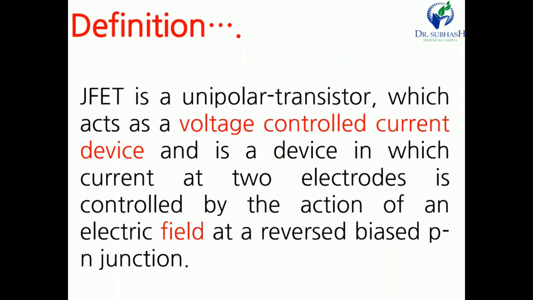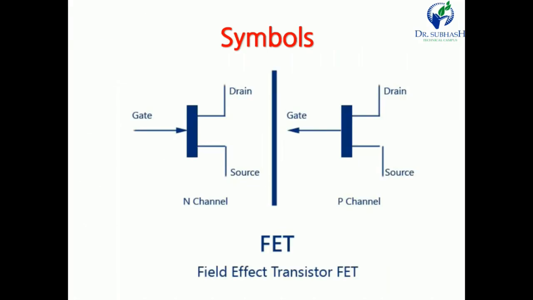And it is a device with two electrodes, meaning current is controlled at the two electrodes by the action of an electric field at a reverse biased junction. In this structure, we will see later that the PN junction with reverse bias characteristic will limit the current between drain and source. Now let's see the basic concept.